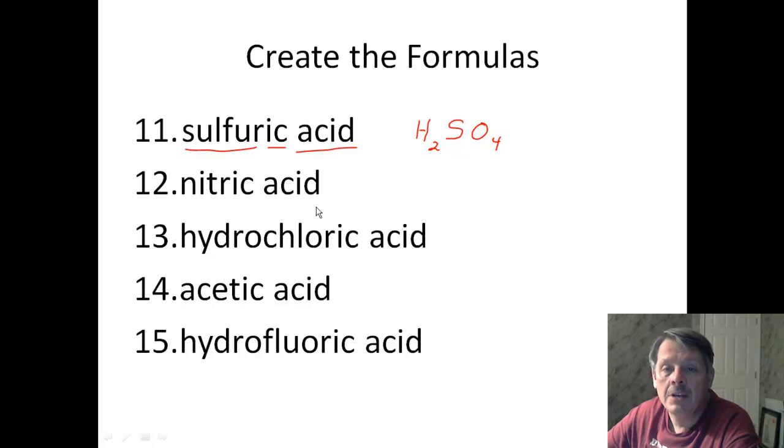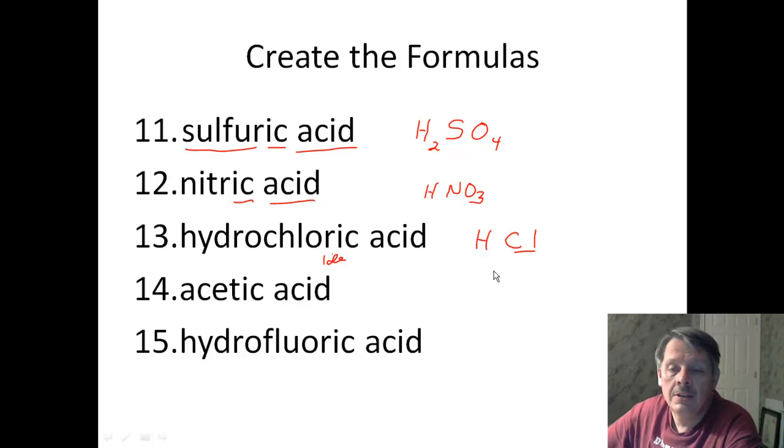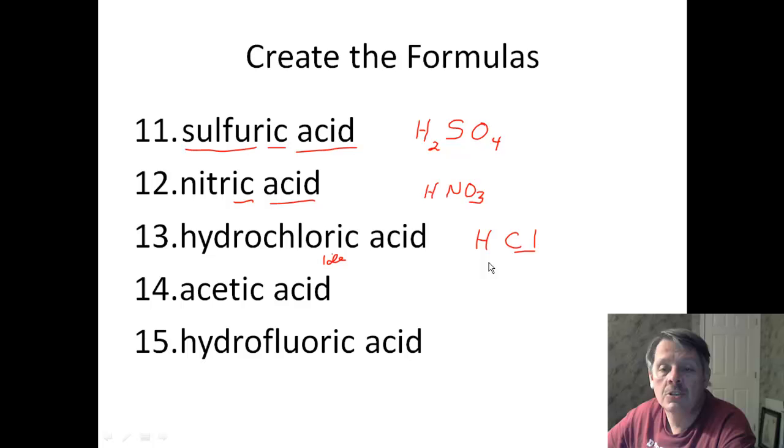How about nitric acid? Nitric acid, again, we have an ic acid, so we're looking for nitrate. That's NO3. All acids start with H. And because the nitrate ion takes on a 1- charge, I only need 1 hydrogen. Hydrochloric acid, well, that means I'm looking for chloride. And chloride is just Cl. That's the one that's on the periodic table. Starts with hydrogen. Chlorine is a halogen, so it takes on a 1- charge. So HCl is correct because I only need 1 hydrogen.